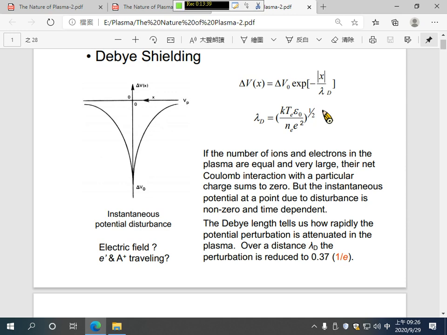So if there are a lot of electrons in your plasma system, those electrons will shield the potential field from other electrons, so that the effective Debye length becomes smaller and smaller. If the density of the electron is high, the Debye length will be small.